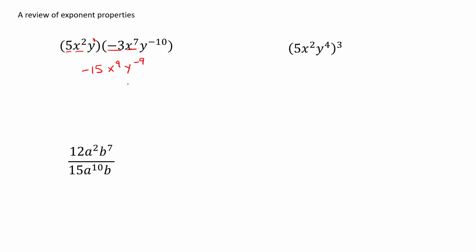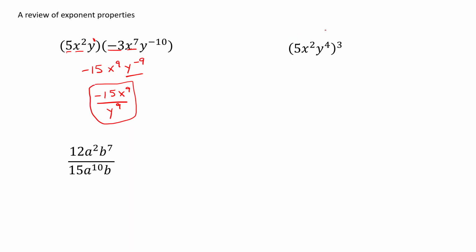Okay, but the directions on the quiz say don't leave any negative exponents, so we're going to take the y, because that has a negative exponent, and we're going to bring it to the bottom. The negative 15 doesn't go down because really, again, that has an exponent of positive 1, and that's your answer.